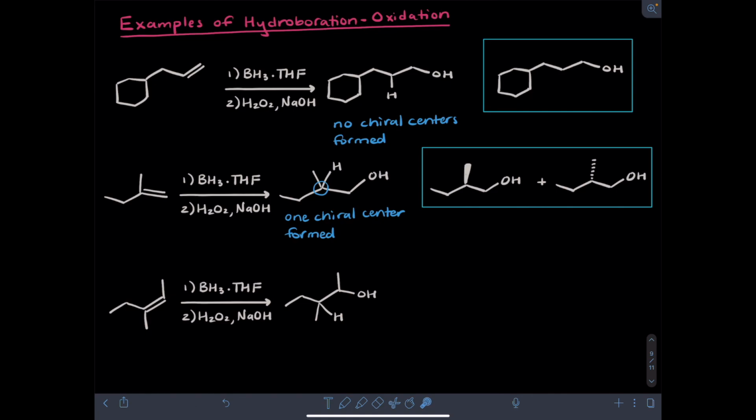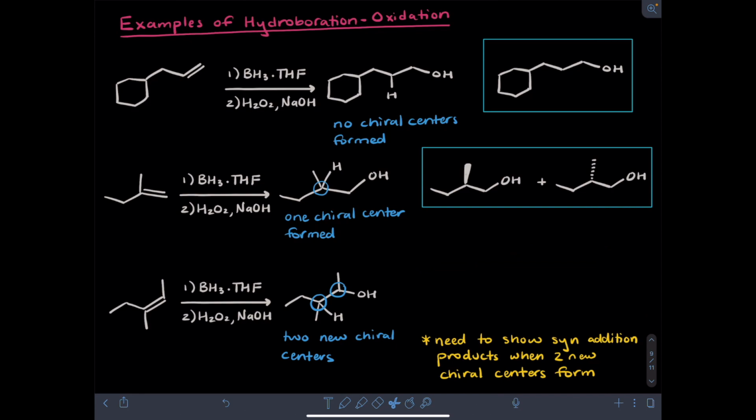I didn't worry about stereochemistry to start, but now I need to check, did I form any new chiral centers? In this case, I have formed new chiral centers, and I've actually formed 2 of them. When you form 2 new chiral centers in a hydroboration oxidation, this is where you need to be really careful in drawing your 2 products where syn addition has occurred, where the H and the OH group that have added were added on the same face of the alkene.